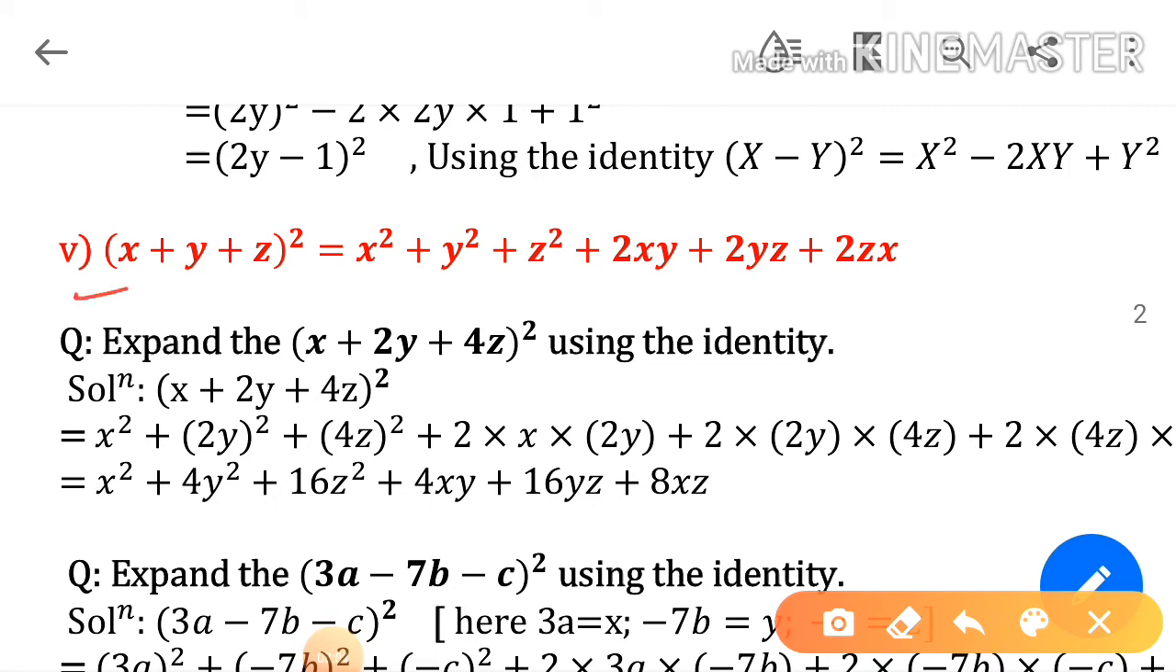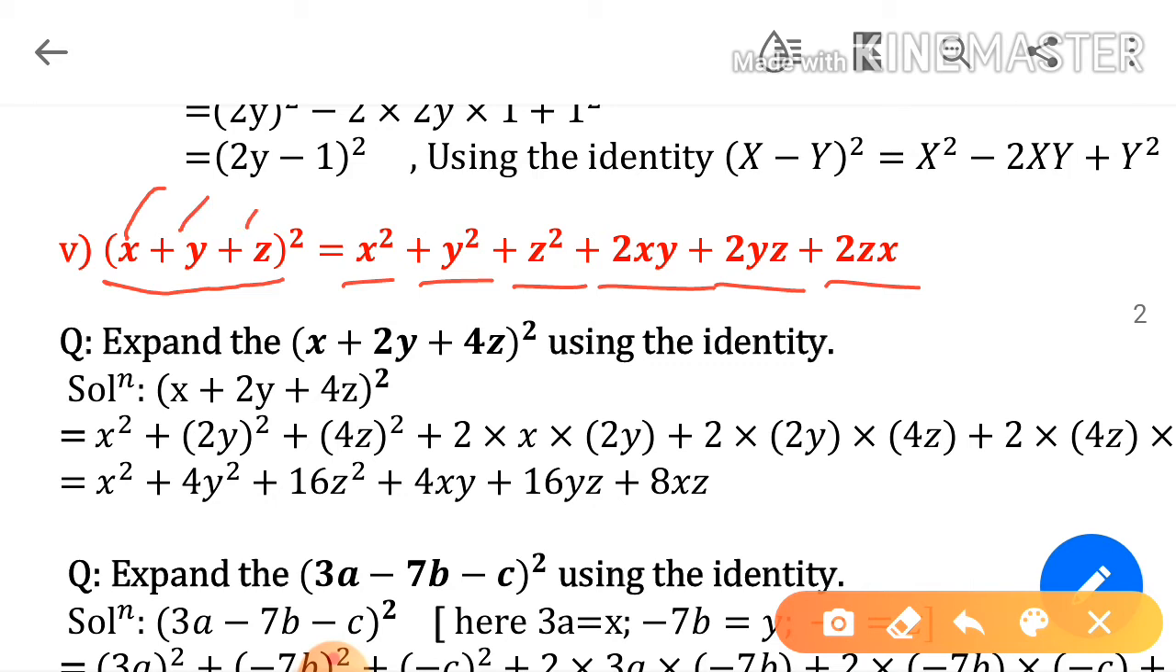This formula we have already learned, (x plus y) whole square. Now we have to learn this formula for 3 variables, that is (x plus y plus z) whole square. This formula is expanded from the previous formula, and it is x square plus y square plus z square plus 2xy plus 2yz plus 2zx. This formula is very easy to remember. First we put the squares of these terms, that is x square plus y square plus z square.